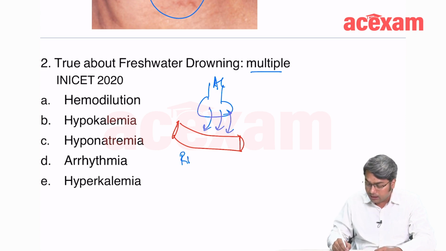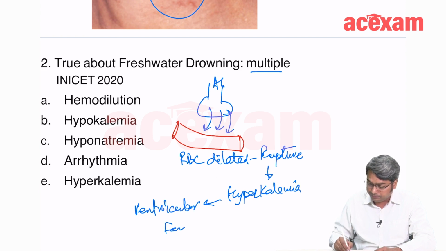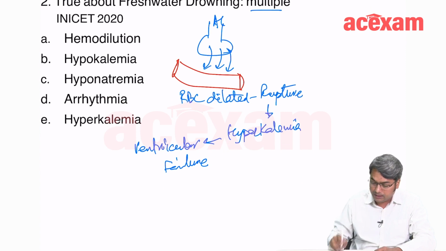As a result of this, the RBCs become dilated and ultimately they rupture, and that leads to hyperkalemia, and the patient dies from ventricular failure and also arrhythmia. That is what happens in case of freshwater drowning.